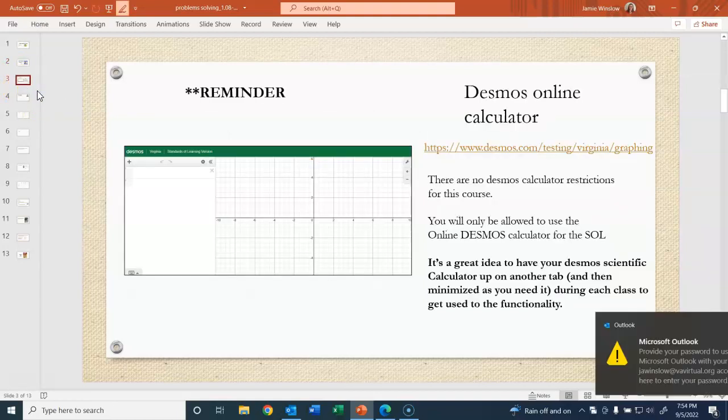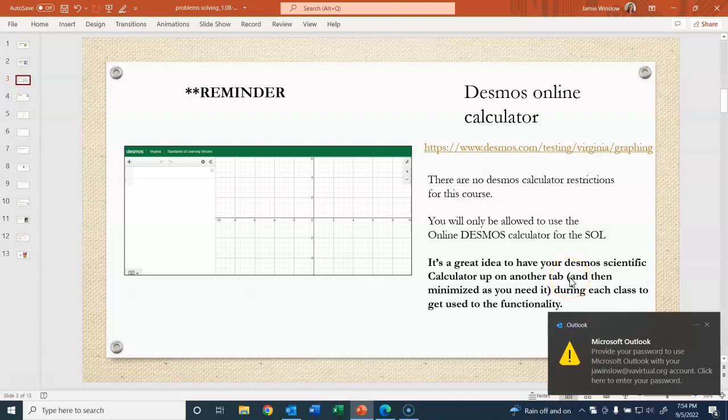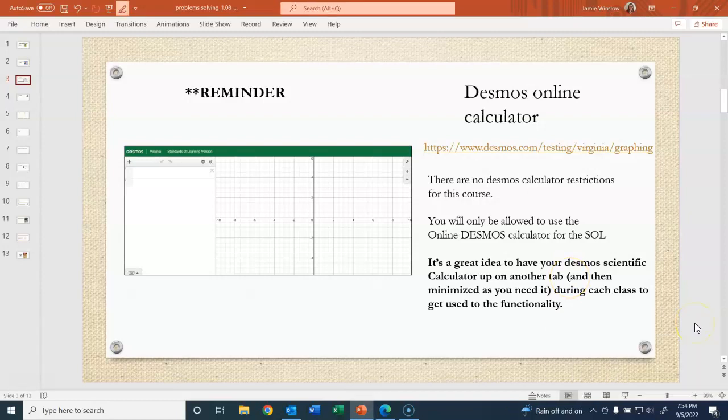Just a reminder that we are using the Desmos graphing calculator. It looks just like this. You want to make sure it's the green bar that says Virginia and it's the graphing calculator. Don't forget the graphing calculator does have the scientific calculator down here at the bottom. So I'll link this in our PlayPosit, but this is the one we want to use all year because this is the one you're going to see on the SOL.